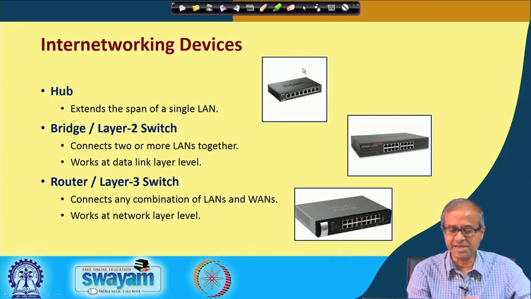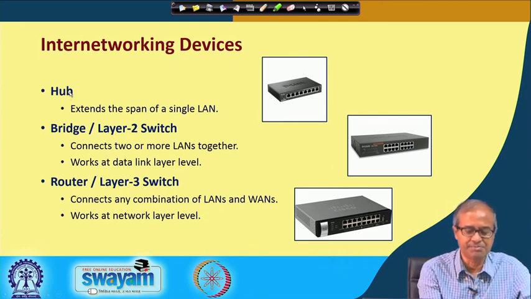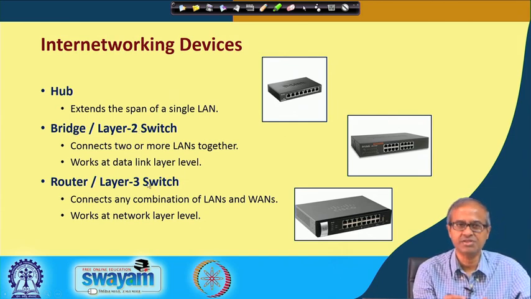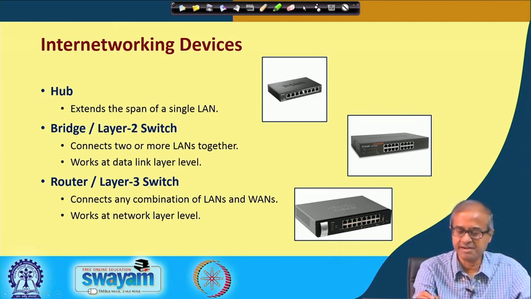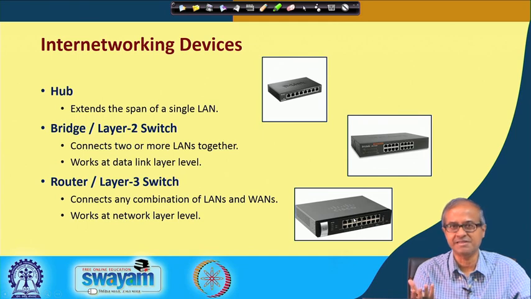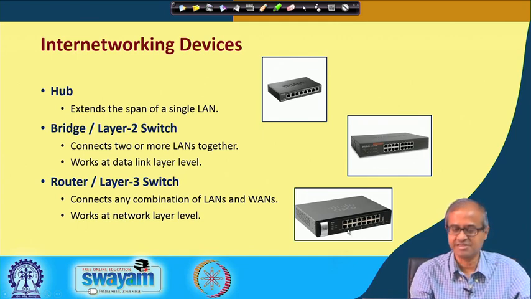Now, talking about some of the inter-networking devices, we use hubs, bridges or layer 2 switches, routers or layer 3 switches. We shall come to these later. They are different equipments. The pictures are shown, you see, pictorially they all look similar, but their functions are different. The first one is a hub, this is a layer 2 switch, and this is a router or a layer 3 switch. Their functions are different.